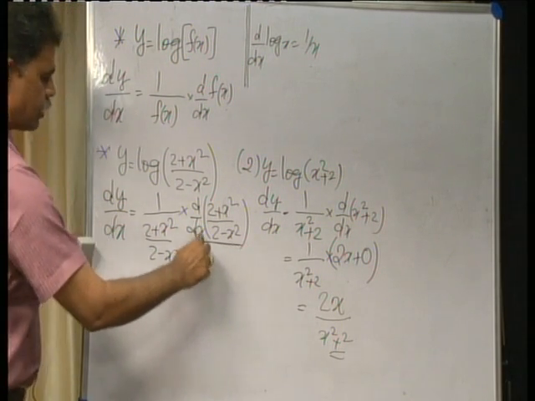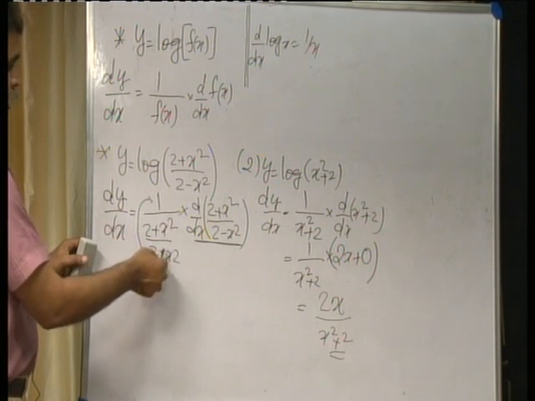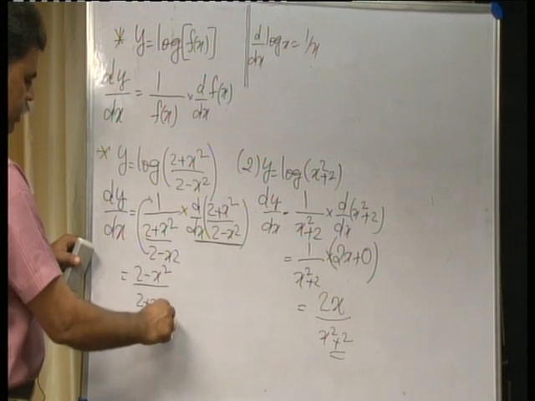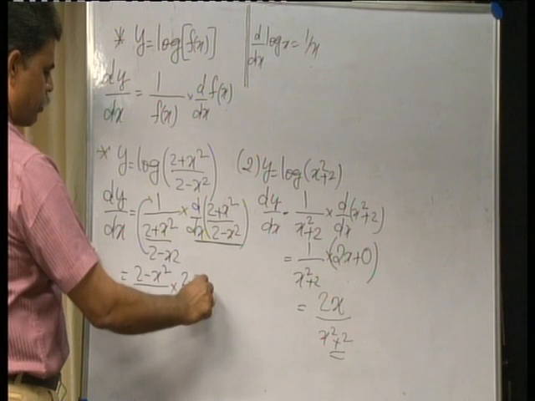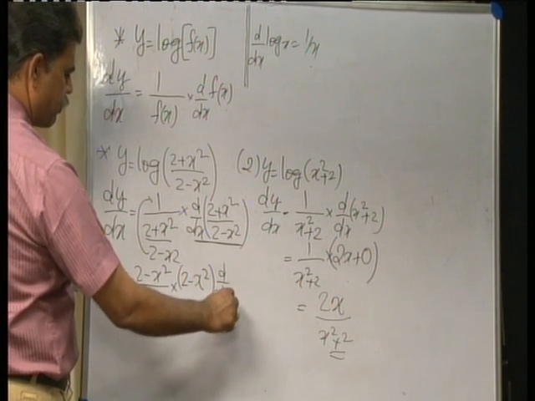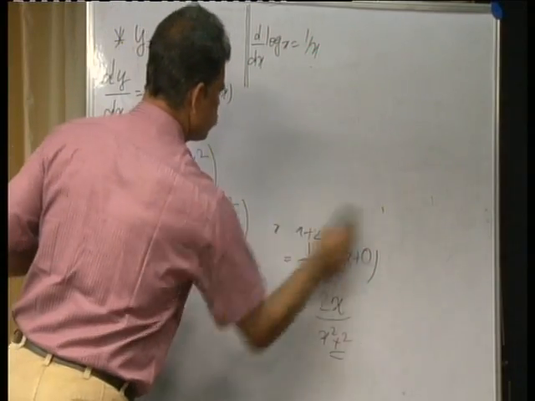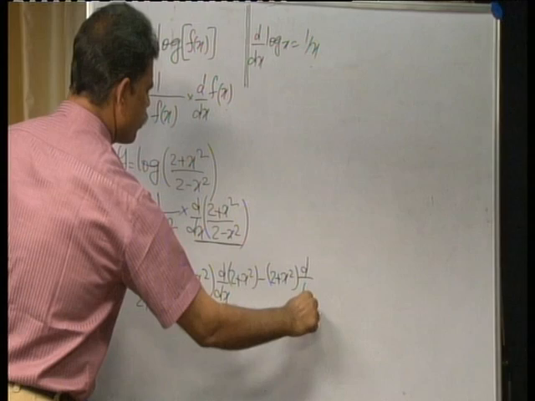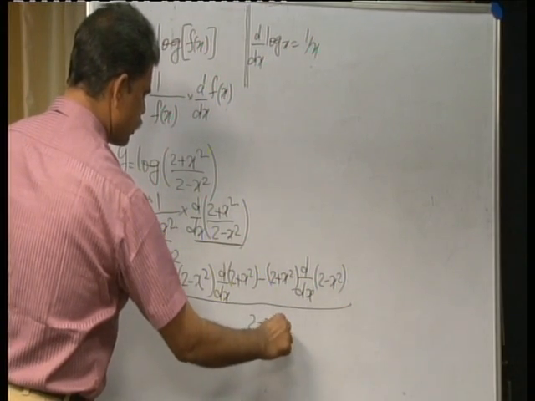How is it to be differentiated? It is of quotient form, u by v form, hence we have to use the quotient rule. Here the denominator of the denominator is taken to the numerator, hence it is 2 minus x square divided by 2 plus x square, into the differentiation according to the quotient rule. What does the quotient rule say? v, which is 2 minus x square, into d by dx of u, that is 2 plus x square, minus u, which is 2 plus x square, into d by dx of 2 minus x square, whole divided by 2 minus x square whole square.